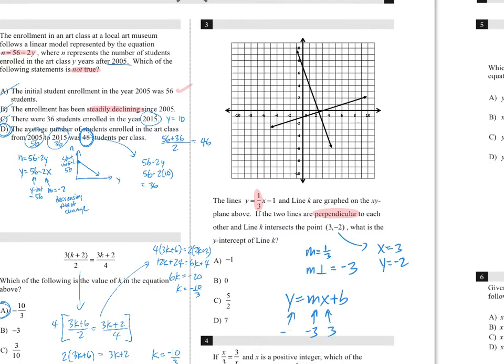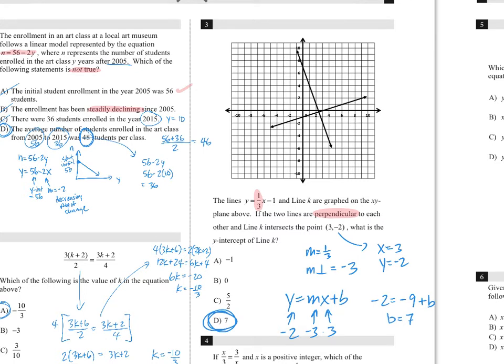X equals 3, y equals -2. So let's do the math there. -2 is going to be equal to -3 times 3, so that's -9 plus b. And the end result is going to be that b is equal to +7. And that's all they're asking for, so there we go.